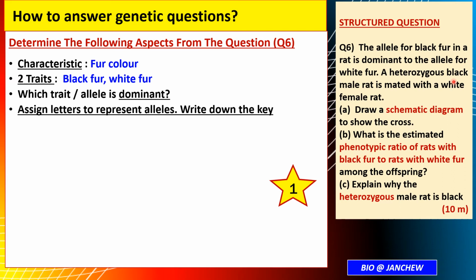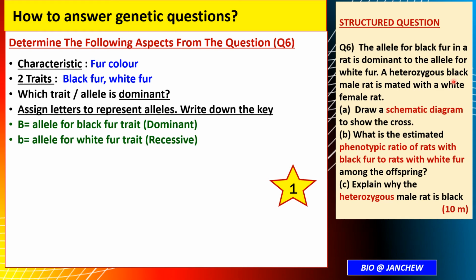Then assign letters to represent the alleles and write down the key. So we have already assigned the letters. Let big B represent allele for black fur trait, which is dominant, and small b represent allele for white fur trait, which is recessive. Now sometimes in the exam, they have already assigned the letters for you. Then you just follow what letters they assign. But if they didn't assign any letters, then you can choose any letters to represent the alleles yourself. So this is what you need to write in the key for the essay answer or the structured question answer.